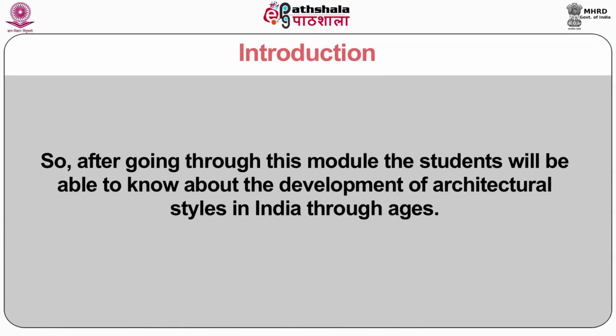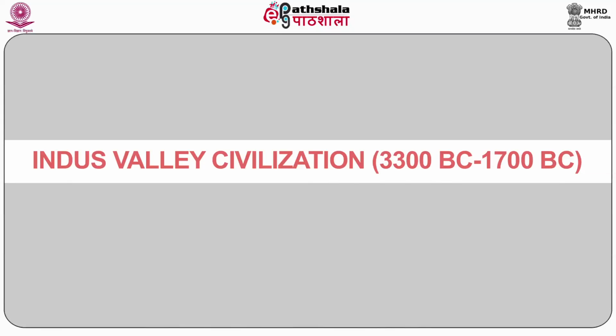The present module describes the development of Indian architecture with the passage of time. India has been ruled by different legacies and more prominently by the Britishers. Hence, the architecture of India represents a blend of different architectural styles, which can be studied under various eras and civilizations, that is, Indus Valley Civilization, early historic period, Delhi Sultanate, Colonial period and modern period. So after going through this module, the students will be able to know about the development of architectural styles in India through the ages. Let us discuss the Indus Valley Civilization first.